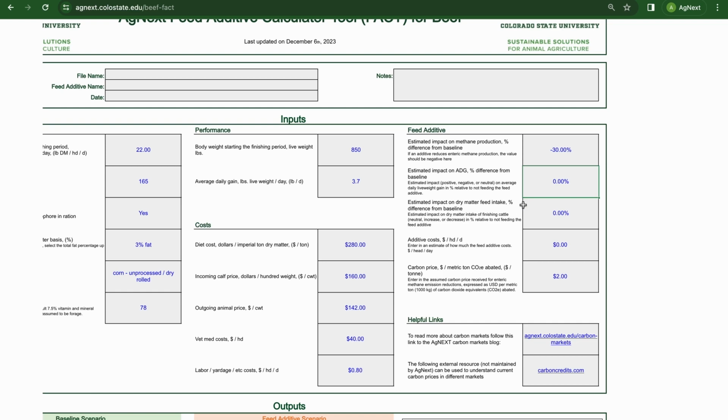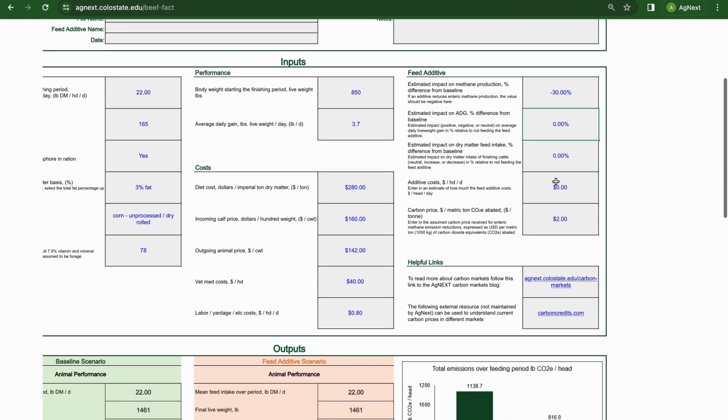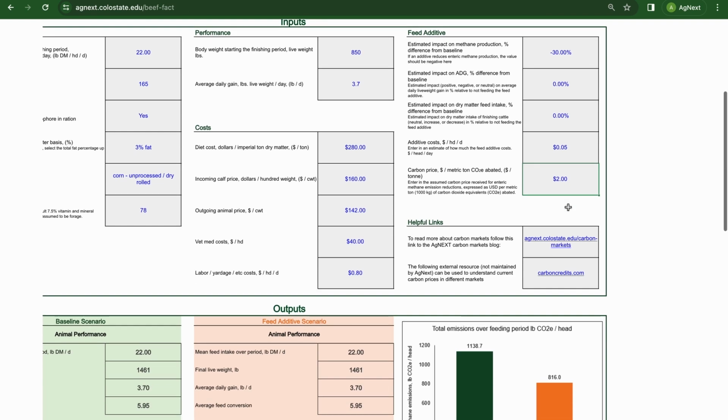The next two cells in this section are impacts on animal performance, both average daily gain, ADG, and feed intake as dry matter intake. Here, the user can enter positive or negative values relative to the baseline scenario that's entered on the left-hand side of the input section. We also have additive costs on the next cell down. This is how much the feed additive costs expressed as dollars per head per day. So for example, we can look at a feed additive that potentially costs 5 cents per head per day and look at how that changes our economics below.